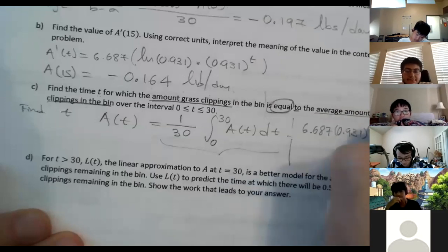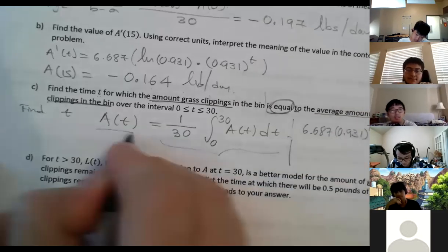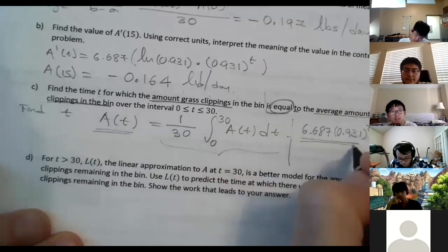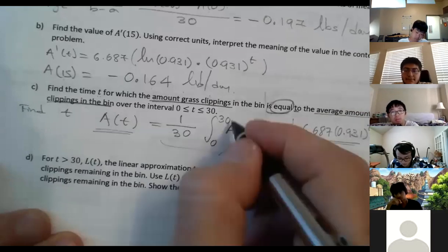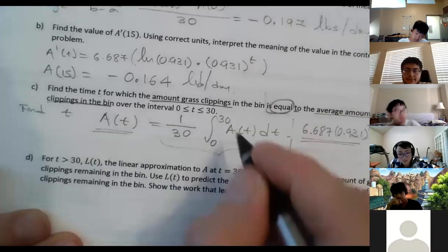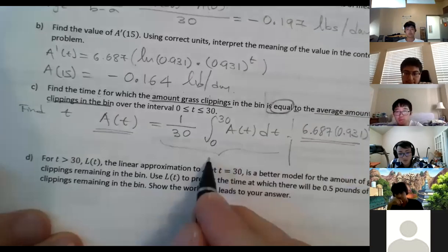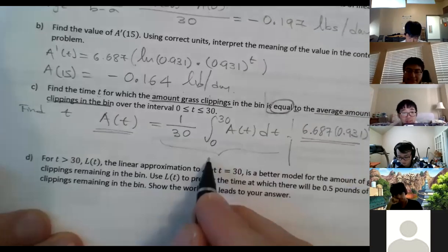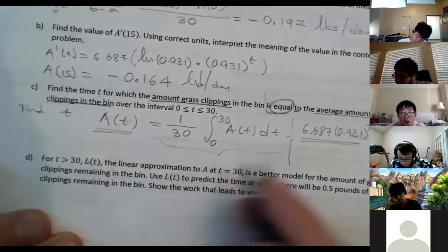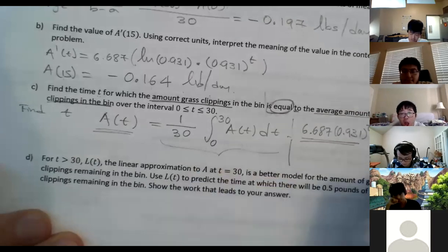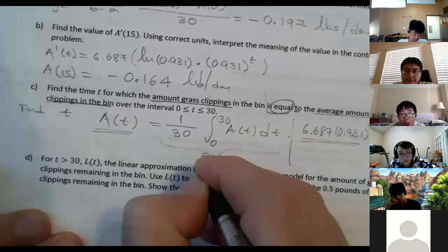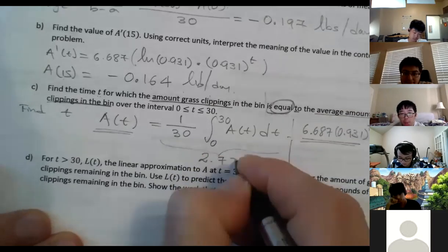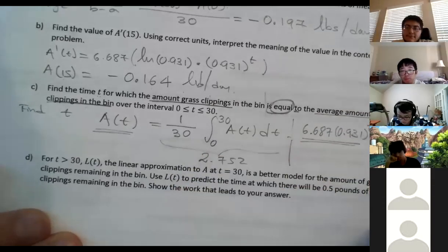6.687931 to the t. That's the original function. And we set that equal to this value. That value, if you place this in the calculator, is 2.752. So from there, you solve for t.